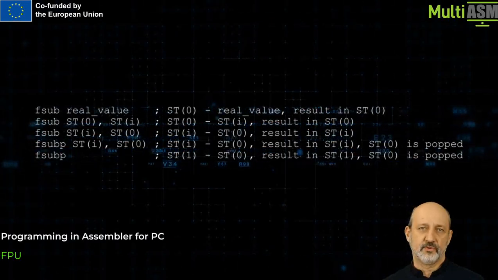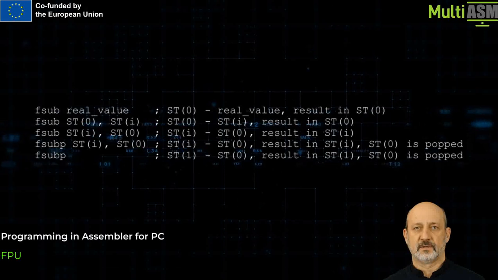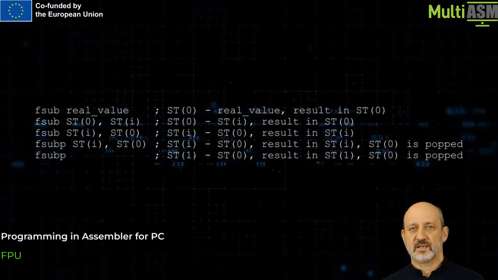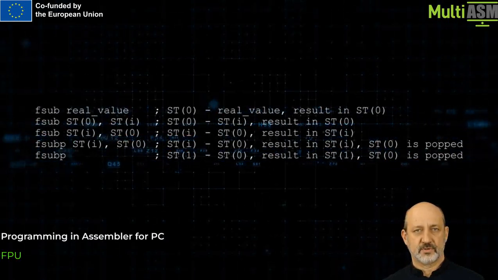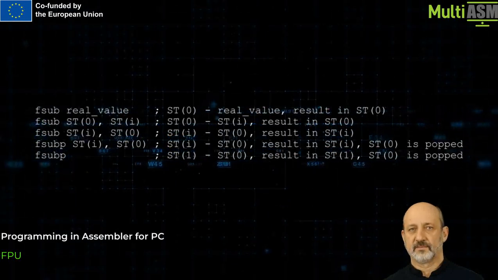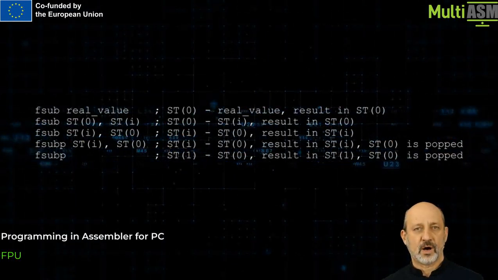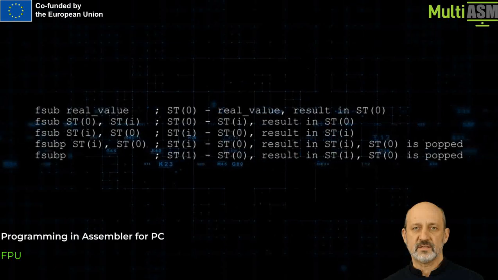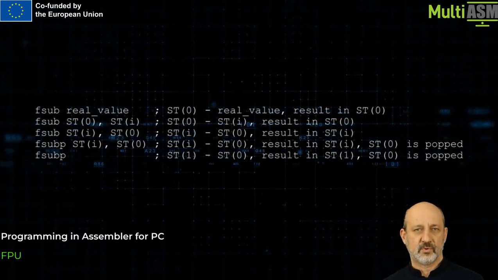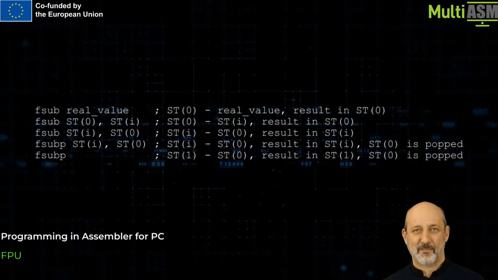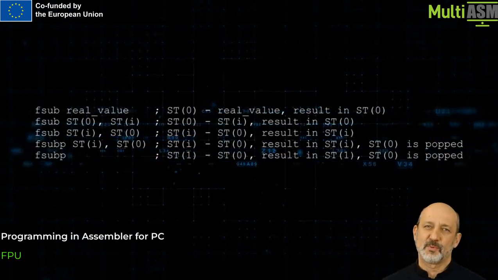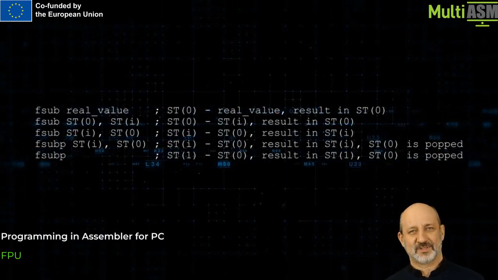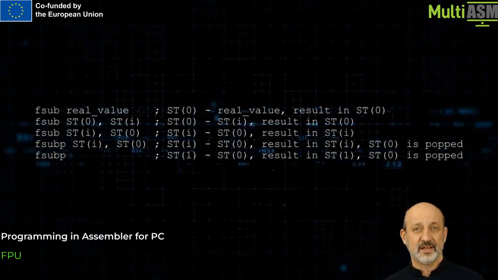The popped version with two arguments additionally pops the stack. For example, fsubp sti, st0 subtracts st0 from sti, stores the result in sti, and pops the stack. There is also a no-argument version available, which implies st1 as the destination and st0 as the source argument. For example, fsubp subtracts st0 from st1, stores the result in st1, and pops the stack. The result is then at the stack top.